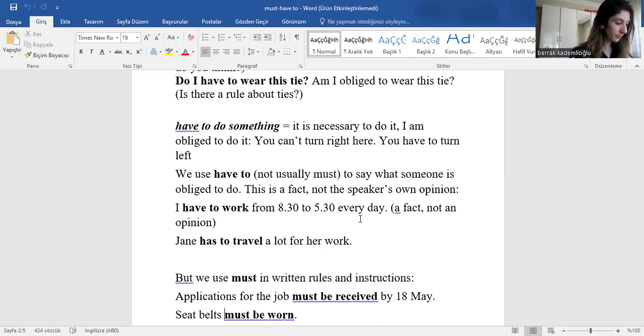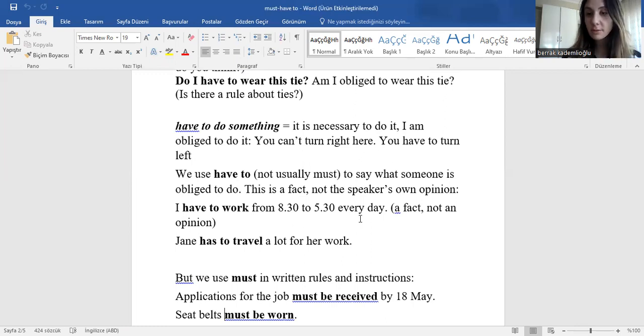The structure of have to. I will show you the basic structure for have to. Our sentences start with subject, auxiliary verb, have to, plus infinitive. Okay. For example, for the subject pronouns she, he, it, we use has to. Have to changes to has to, this rule. And for I, you, we, they, it's still the same, have to.